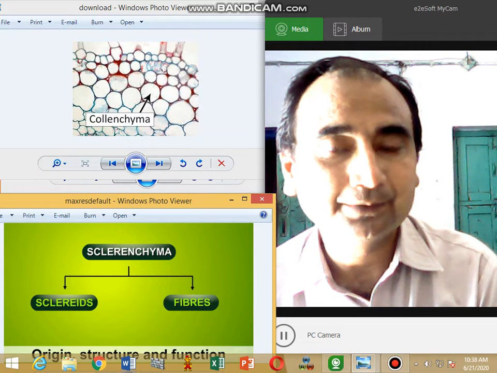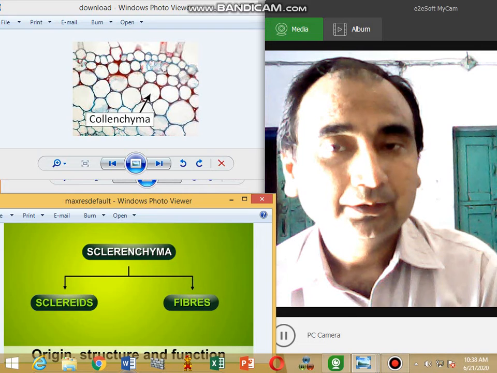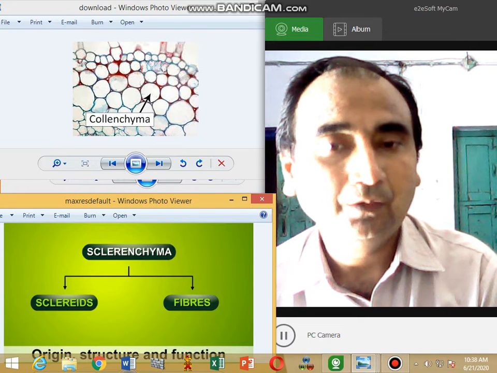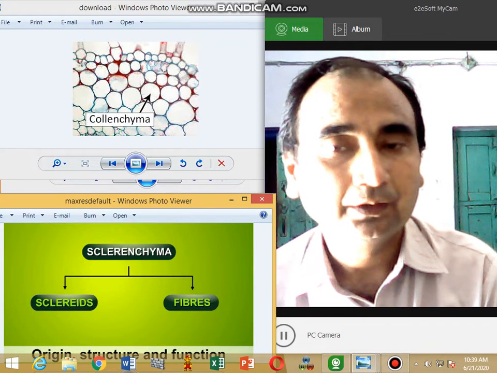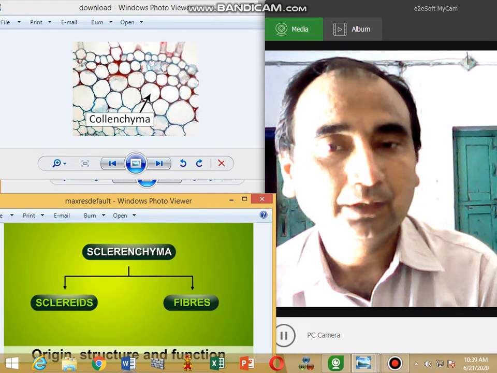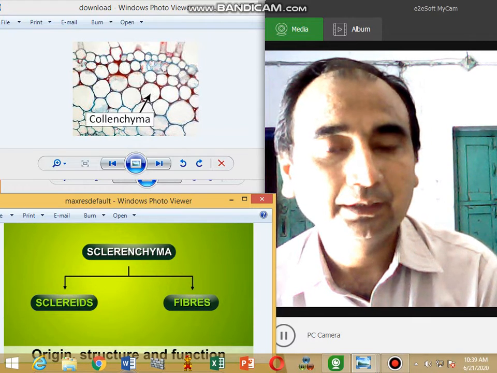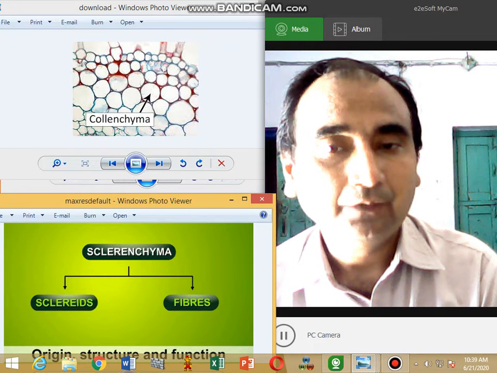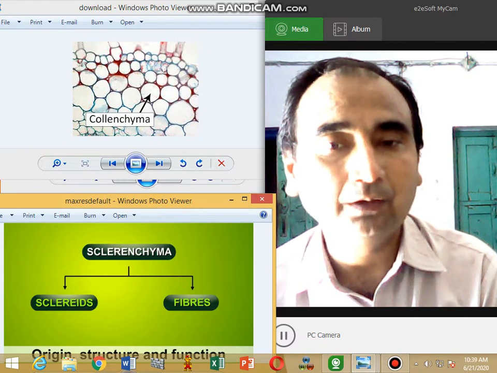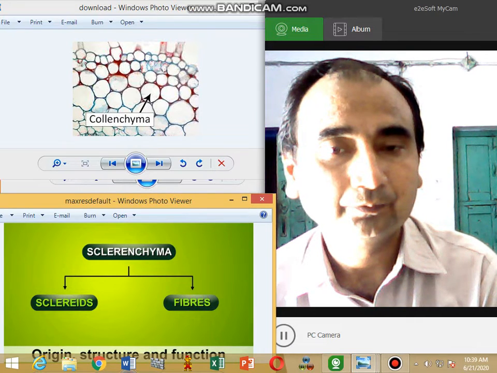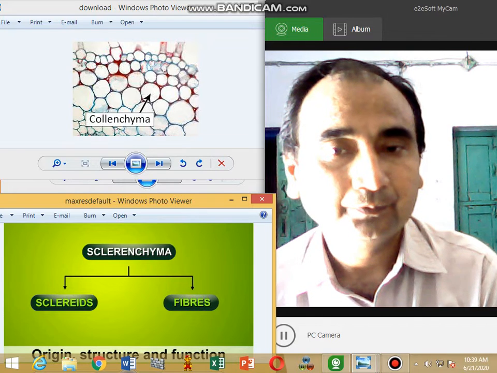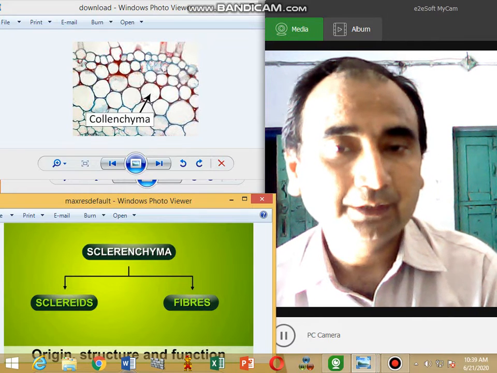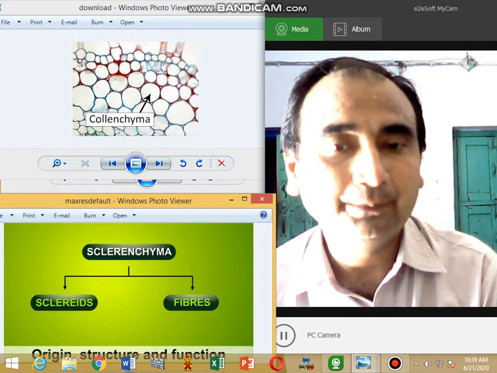groups, three cell groups. One is called fibers, another is called scleroids, and the third group is vessels. Fibers are long and more cylindrical. They are present around the vascular bundle to give support to the plant as bundle caps in sunflower.